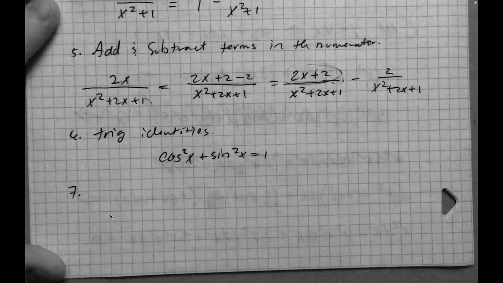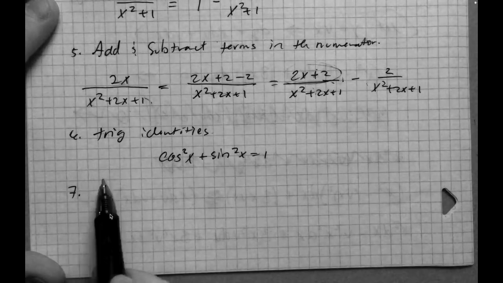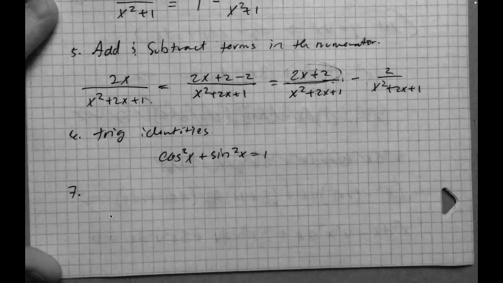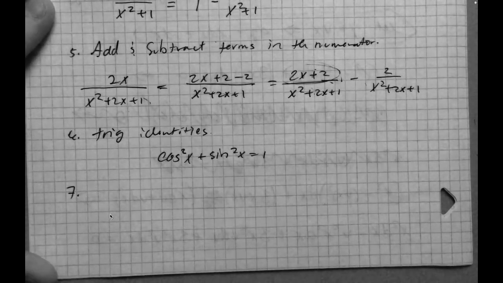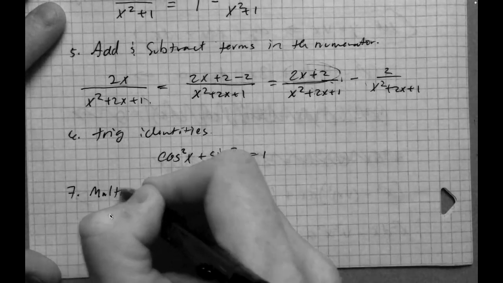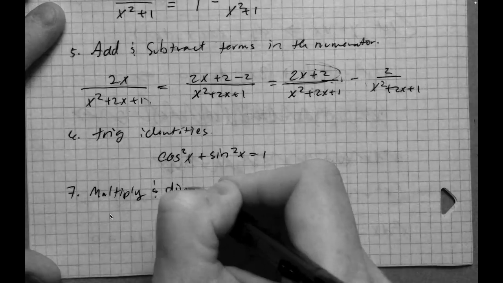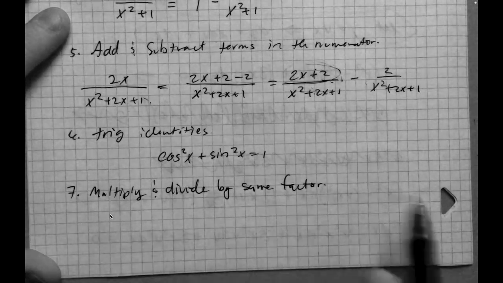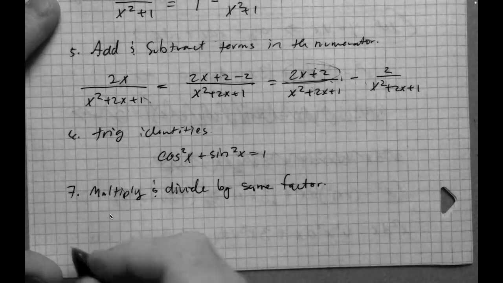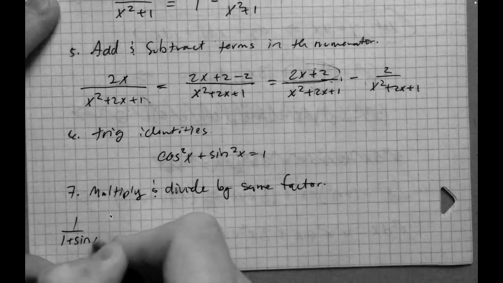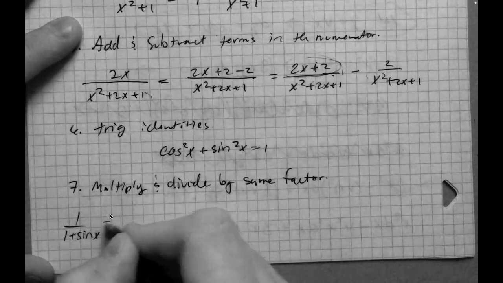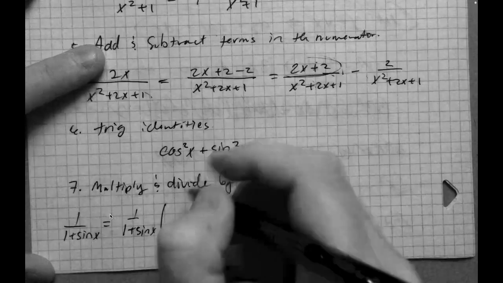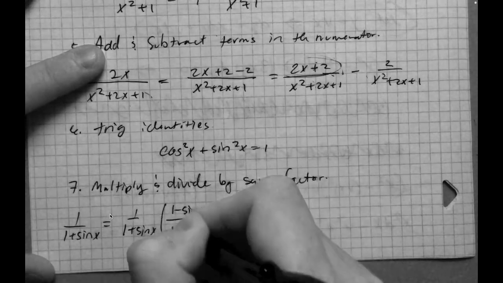Okay, and then the last one that I'll mention is also a staple from algebra. That's the trick of multiplying and dividing by the same factor. I know we've seen that with integrals already, but multiplying and dividing by the same factor can very, very often be useful. All right, so let's say you have 1 over 1 plus sine of x. You could change this integrand into 1 over 1 plus sine of x times 1 minus sine of x over 1 minus sine of x.